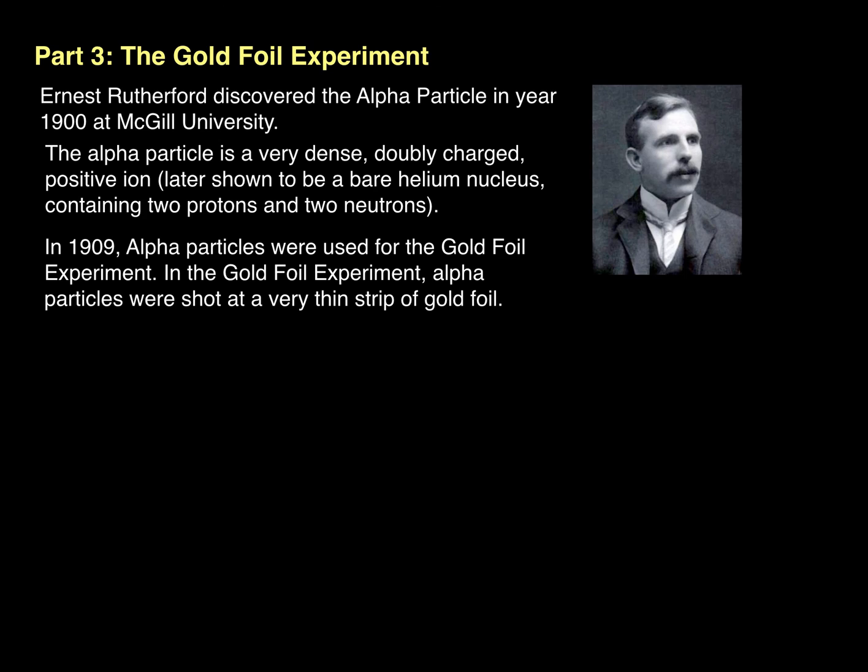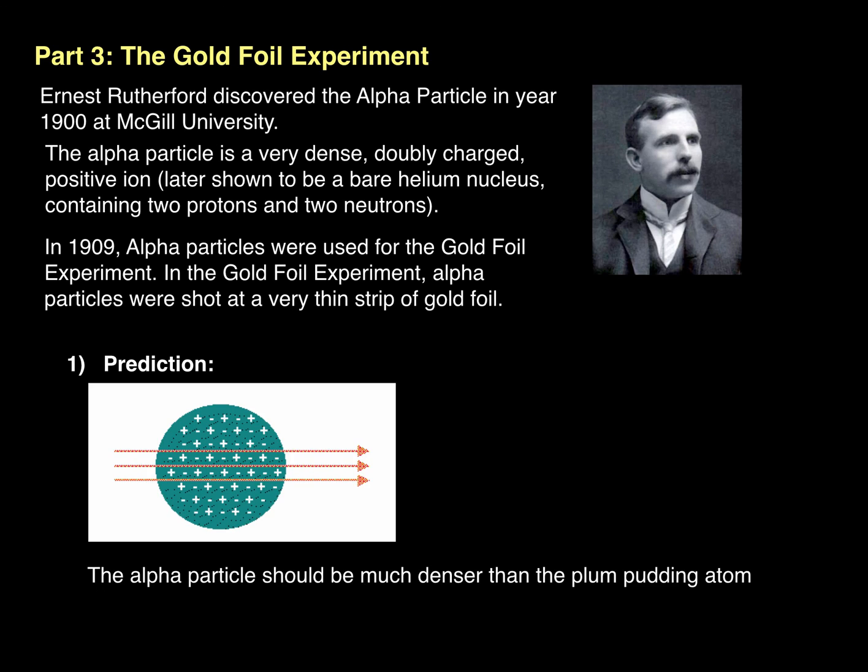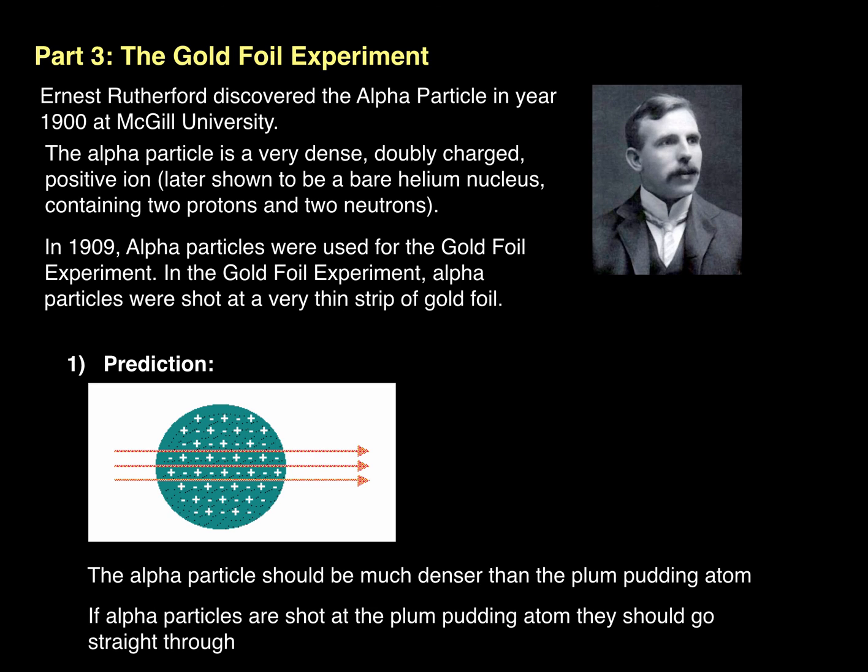In 1909, alpha particles were used for the gold foil experiment. In the gold foil experiment, alpha particles were shot at a very thin strip of gold foil. The prediction was that the alpha particles should be much denser than the plum pudding atom. This means the alpha particles should go straight through the plum pudding atom without being deflected, they just go in a straight line. The actual result was surprising.